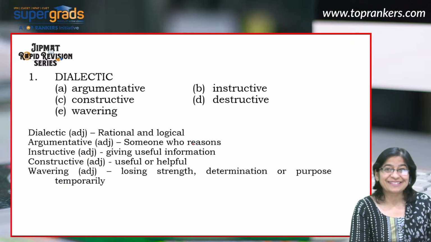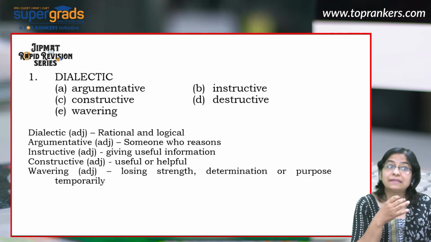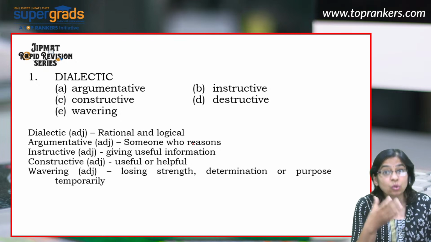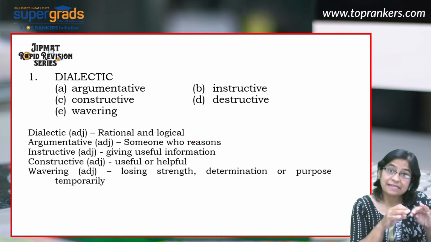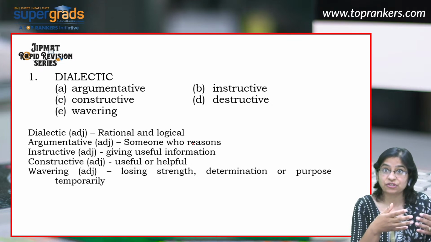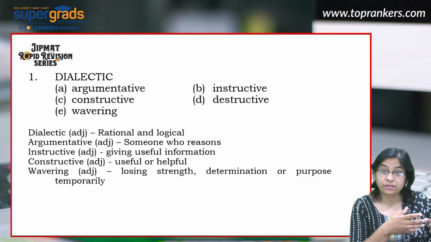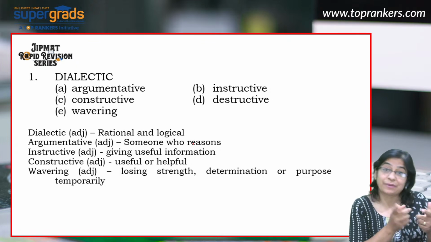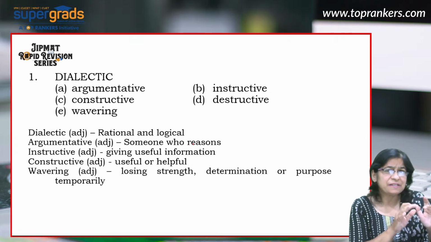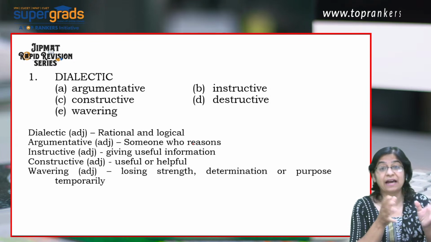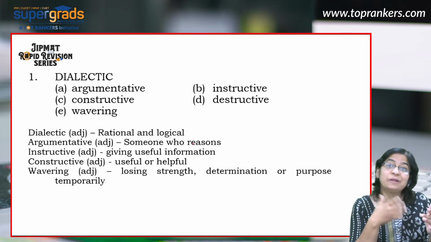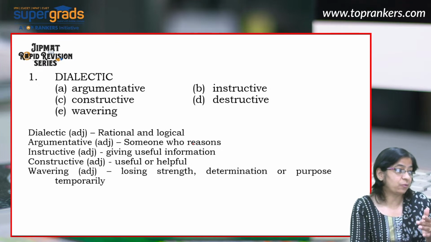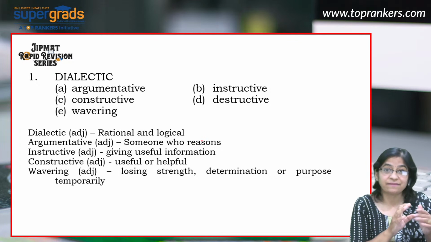Let's look at the answer choices now. All right. So, see, dialectic simply means somebody who's rational, who's logical, somebody who believes in reasoning first before making a decision. So let's look at the answer choices now. The first one is argumentative. Now it's again an adjective. An argumentative person is somebody who believes in arguing because he feels he has a reason to offer. So he has a logic to offer. He feels that what he's done is right. That's the reason why he argues.